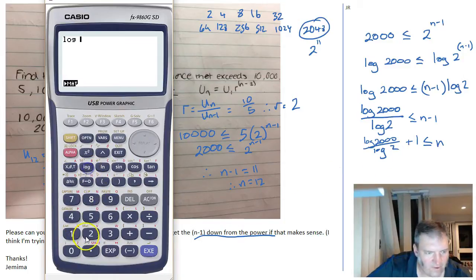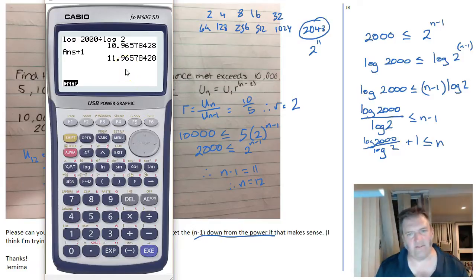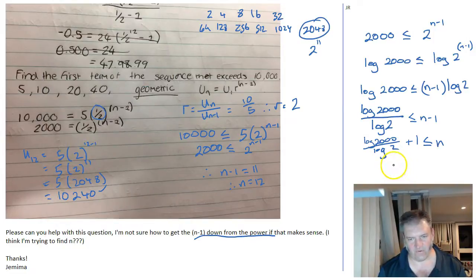Log of 2000 divided by the log of 2, add 1. We need n to be greater than 11.965. Given that these are terms in a sequence, that must mean n is equal to 12 or more. Oh, writing it the wrong way around. So 12 is less than or equal to n is the same as n is greater than or equal to 12. And every term after the 12th term will be in excess of 10,000.